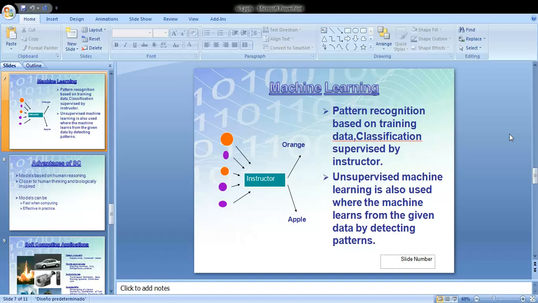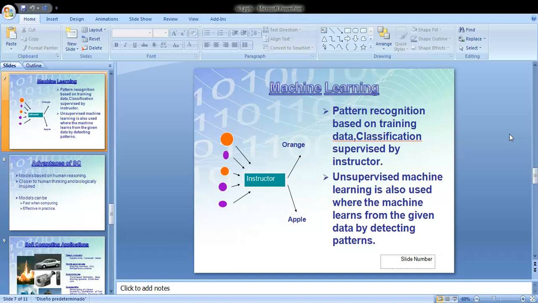And second, in unsupervised, there is no teacher, no instructor, and the system learns by its own. So we can take the example of a network, for example, data packets are coming in the network. Okay, so there are some good packets, some bad packets. Means some packets are benign, some packets are malicious.